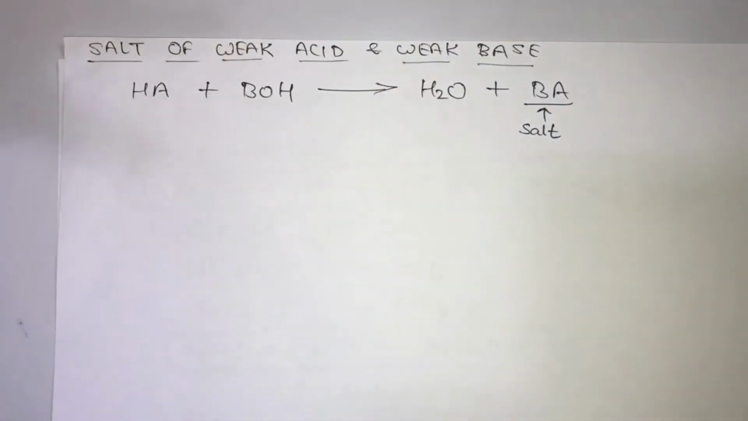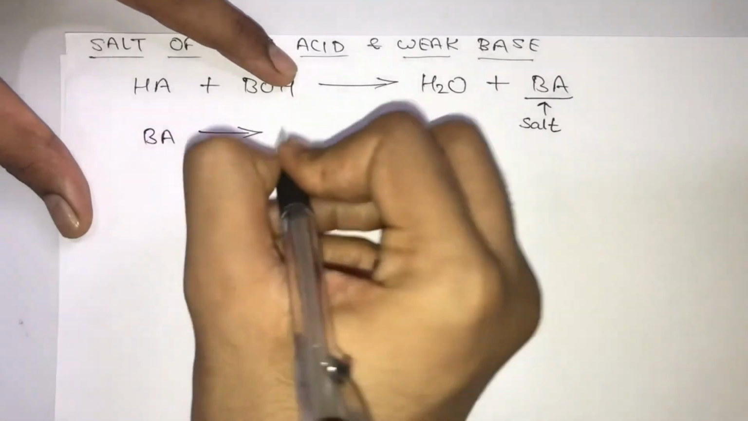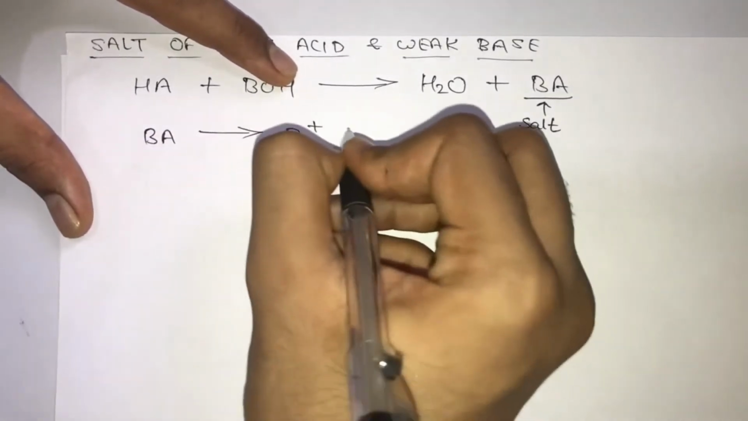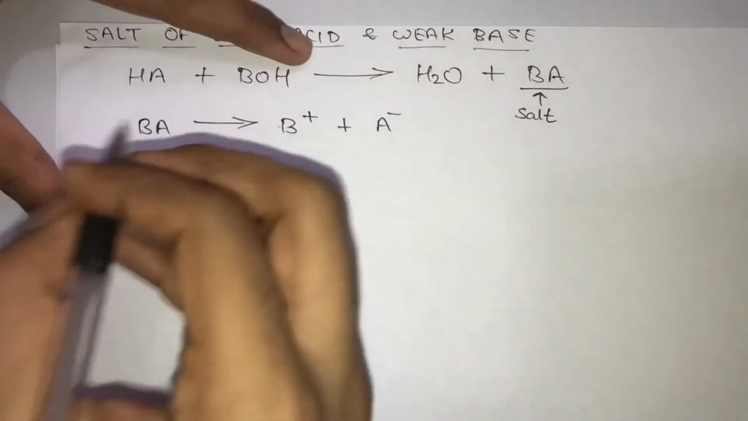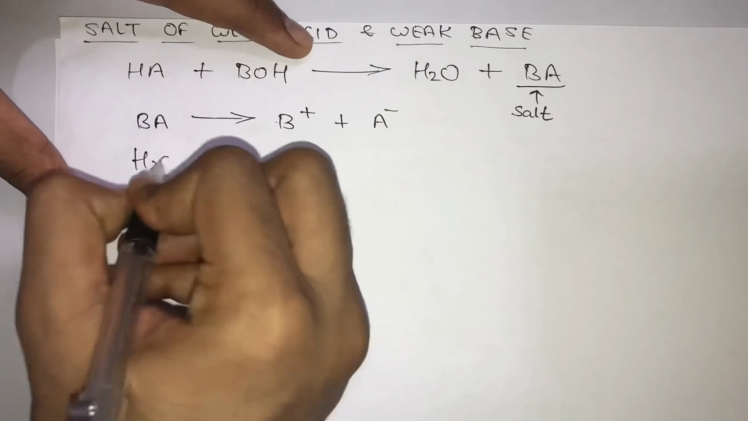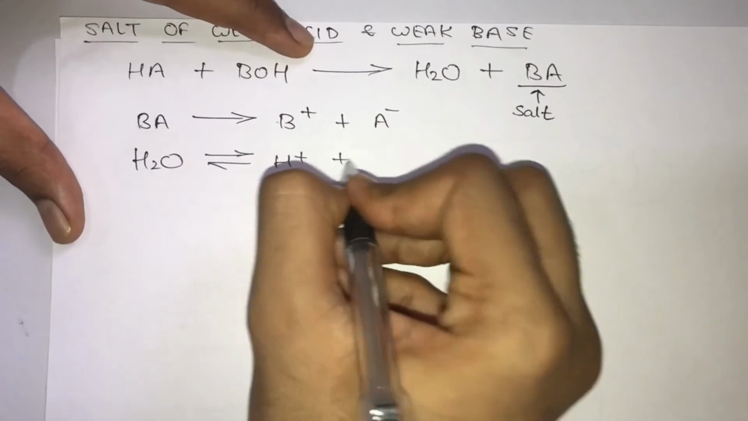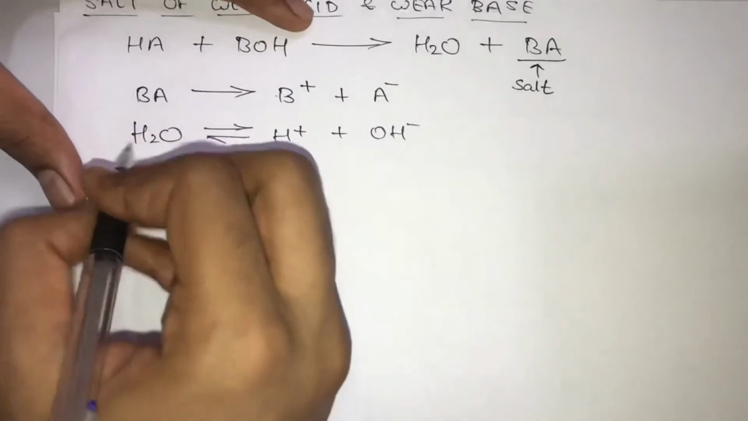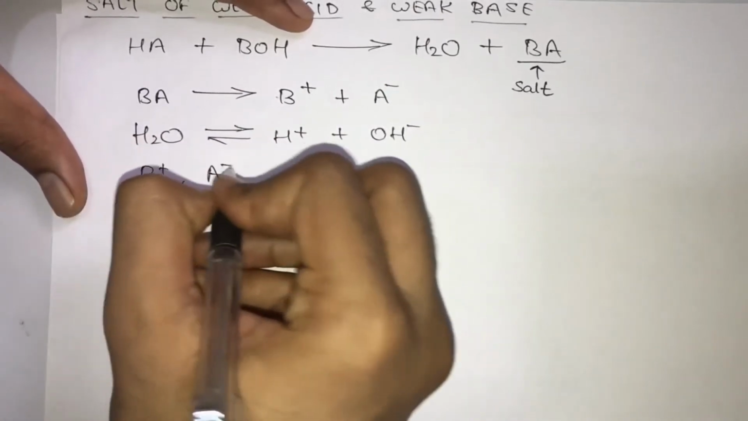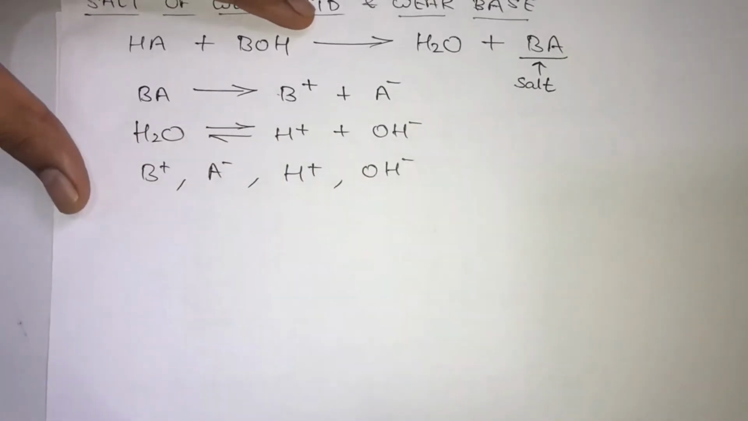Am I right? Now, as we all know, salt is a strong electrolyte. So this salt will dissociate completely into its ions, that is B plus and A minus. Now we know one thing, that water also dissociates slightly into its ions, H plus and OH minus. Now guys, can I say that there are 4 ions present? B plus, A minus, H plus and OH minus.